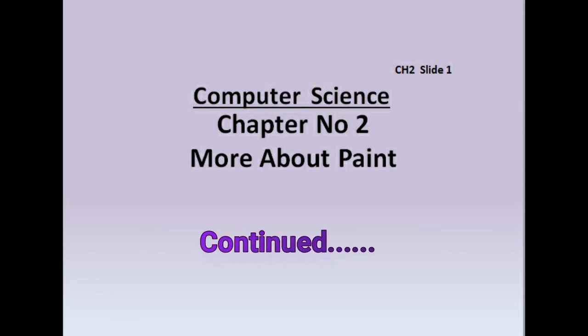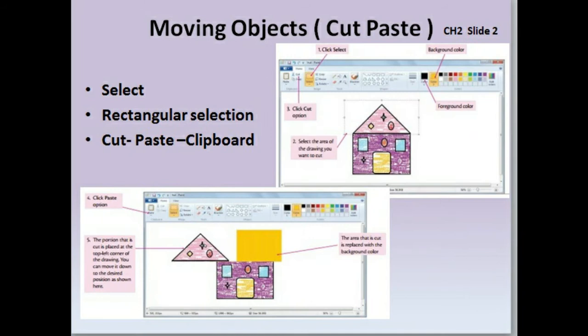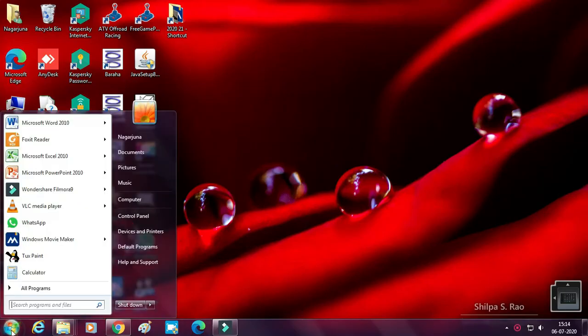Today we shall understand about chapter 2, more about Paint, the continued part. In this we are learning about cut, paste and copy options. To do this, first we have to open the previous drawing that we did in the last class. We have saved it as house and that was in Documents.